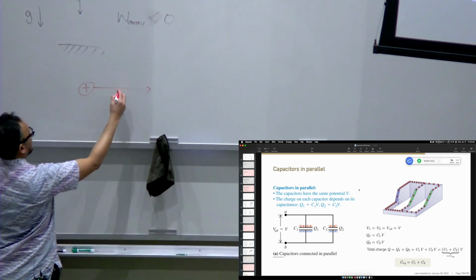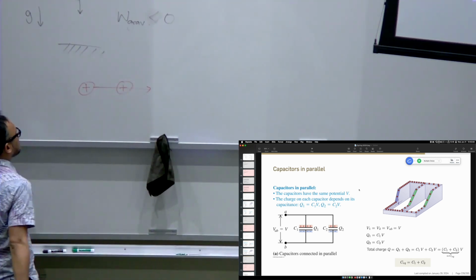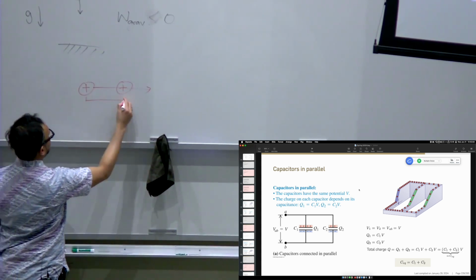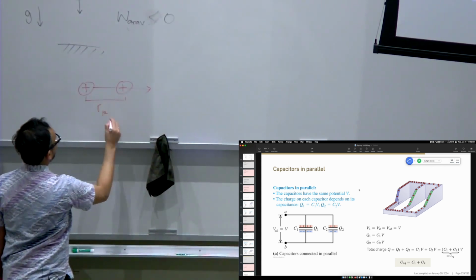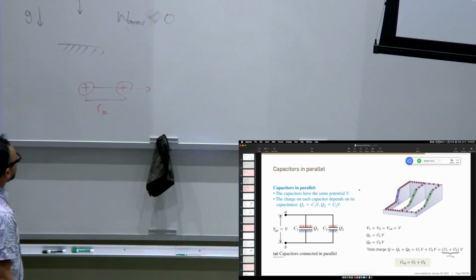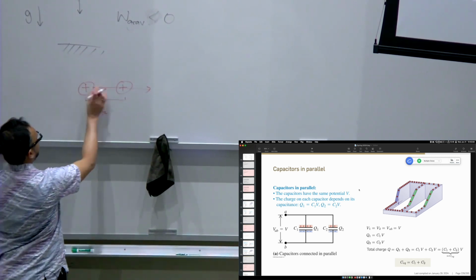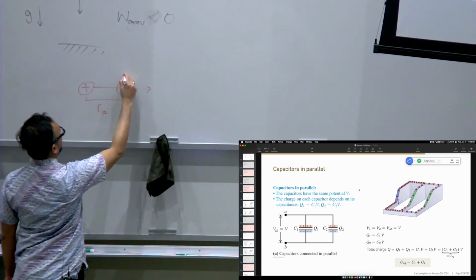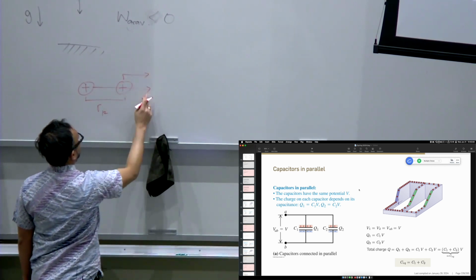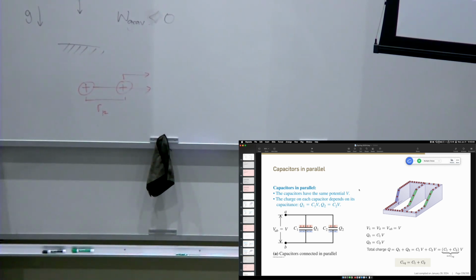So if the energy of two positive charges separated by distance r1,2 is positive, it's because if we let these two charges go, this charge will move in the same direction as our coordinate system. But basically, in terms of daily language, it takes energy to separate two charges. That's basically it.